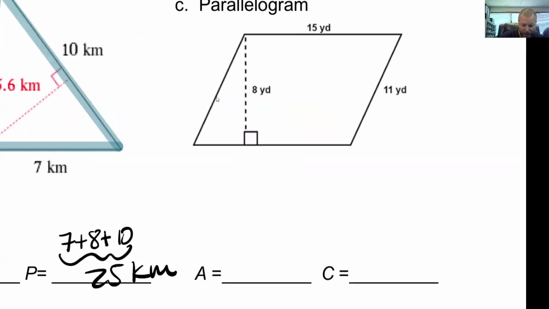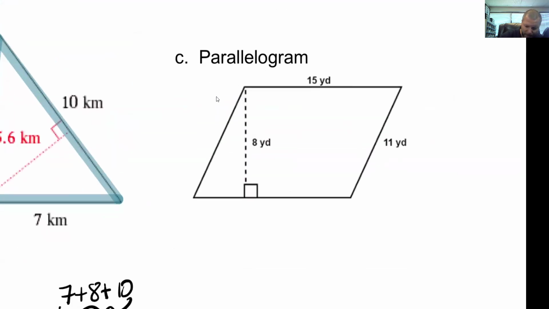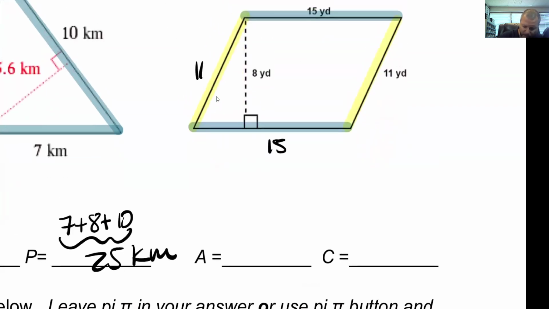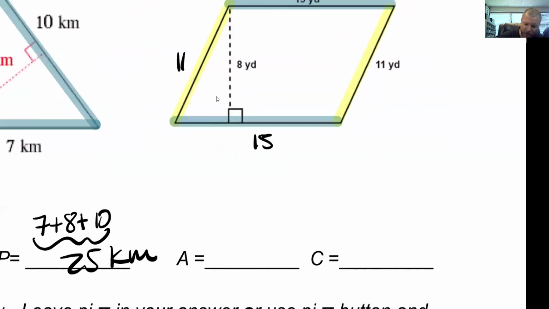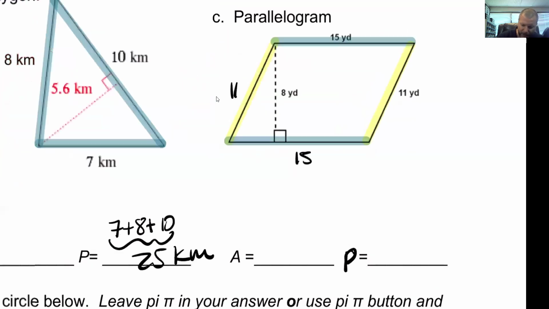For this question, we have a parallelogram. Parallelograms mean that this side length and its opposite side length are both the same. So both of these are going to be 15, and by that logic, if this is 11, then this side is also going to be 11. So if we want to find the perimeter, I don't know why it says A and C. All right, let's pretend that's a P. We're not finding a circumference. So we would get 15 plus 15 plus 11 plus 11. That's going to be 30 and another 22, so that's going to be 52 yards.